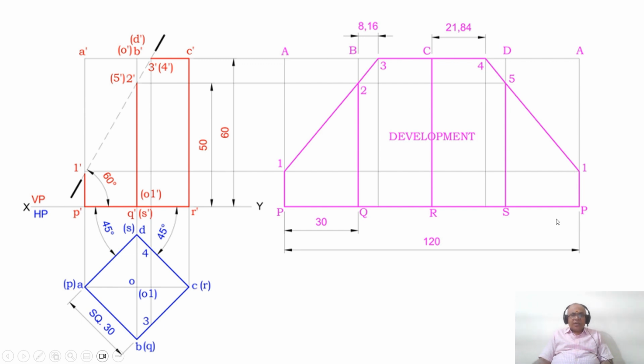1 to P is also dark, and P dash to Q dash to R dash to S dash, and S dash to P dash is entirely darkened. So from P to P you darken this point. Then this is how you will be able to draw the development of a square prism which is cut by a section plane at a certain angle to the axis. Here show the dimensions: PQ is 30, and from P to P it is 30 into 4, which becomes 120.